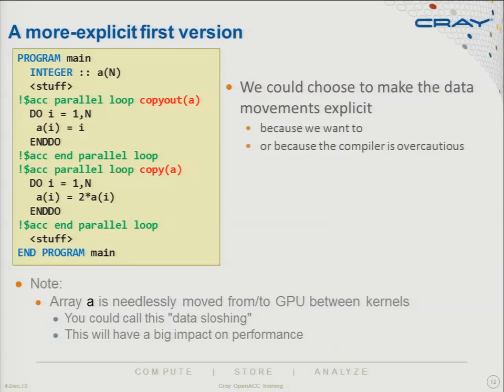So if we go back to this original version, the compiler was doing the scoping automatically. But if we decided, let's do it by hand to be sure, to be clear, the clauses that we would put in is copy out A here, because it's write only, so we just want to allocate space here and no data movement. And at the end, we want to move the data back to the CPU. And because this is read-write here, we want to say copy. We could do that because we would make data movements explicit, either because we want to or because the compiler is being overcautious.